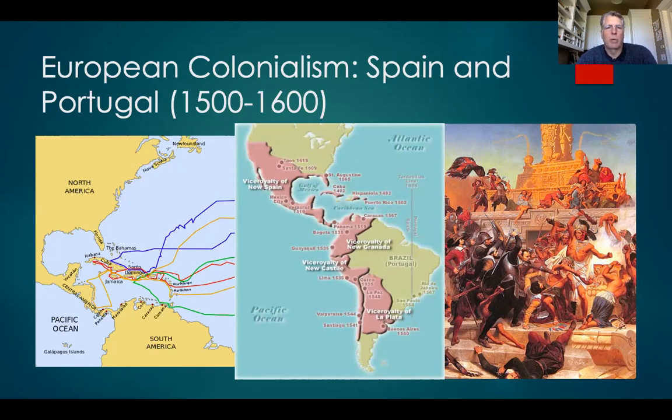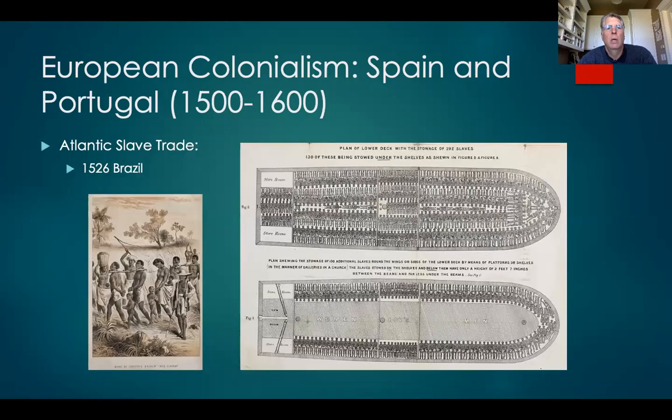So I'm going to share probably a few little tidbits. There's so much that I could share, and some of you are just going to have to figure out and research on your own if you're interested. The European colonialism of Spain and Portugal in the first 100 years, 1500 to 1600: the Atlantic slave trade started with Portugal. The Portuguese dominated the western Atlantic coastlines of Africa, and so they got in on the Atlantic slave trade in 1526, bringing African slaves into Brazil.